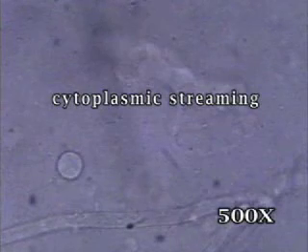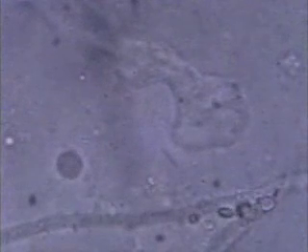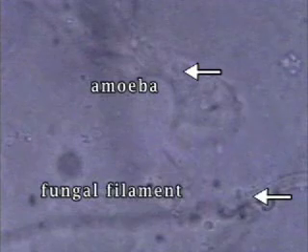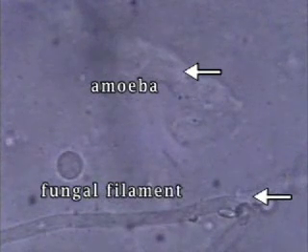Cytoplasmic streaming, or movement of cytoplasm, occurs in animals, plants, and fungi. Look carefully in this view. Cytoplasmic streaming is occurring within an amoeba above and within a fungal filament below. Some soil fungi readily allow cytoplasmic streaming. This fungus does not have cross walls or septa, and the cytoplasmic streaming is much easier to see at 1000x magnification.